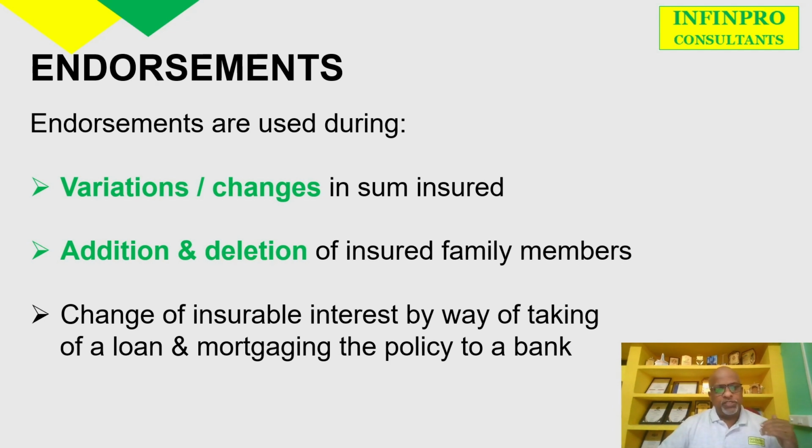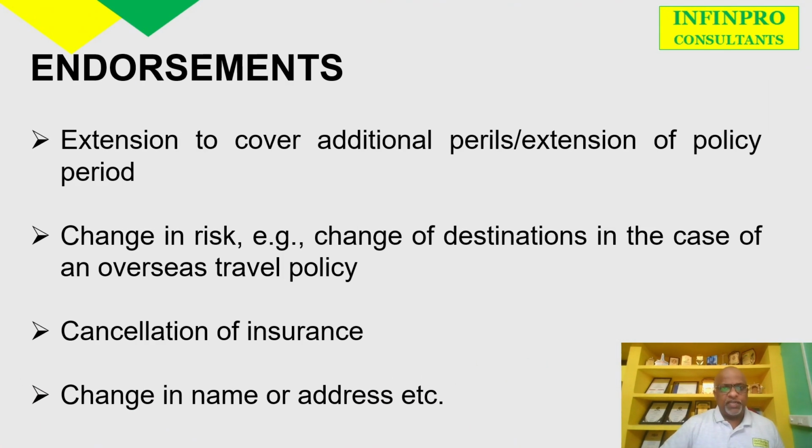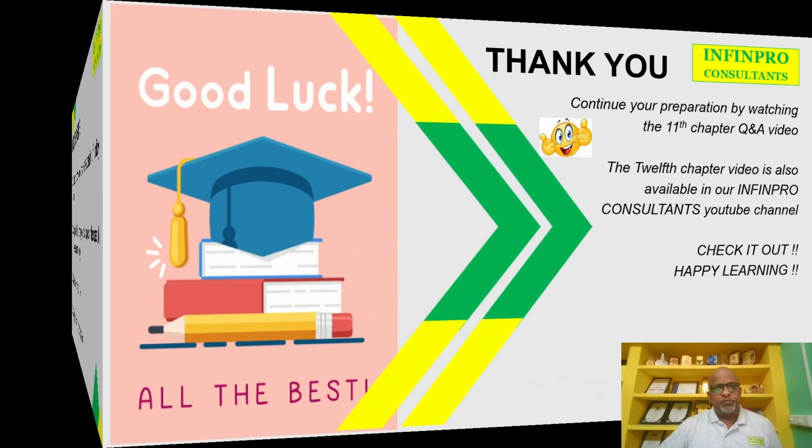The person who is insured will inform the insurer to get the endorsements done. A few more examples of endorsement: extension to cover additional perils, change in risk, for instance, change of destination in the case of overseas travel policy, cancellation of insurance, change in name or address. All this will come under the endorsement section.